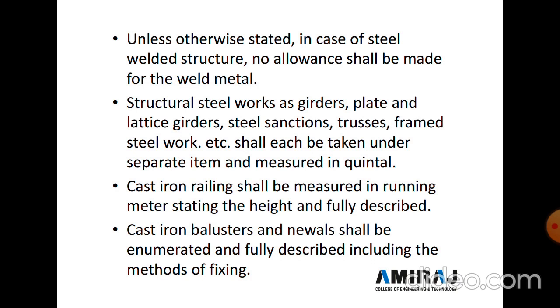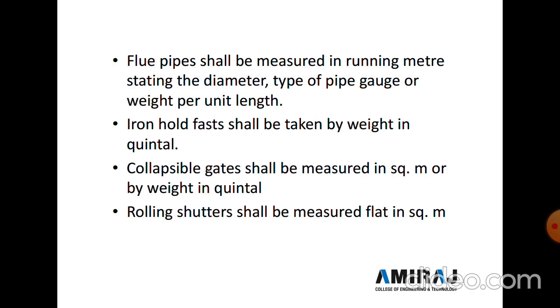Cast iron railing shall be measured in running meters, stating the height and fully described. A cast iron baluster and a newel shall be enumerated and fully described, including the method of fixing. Next, flue pipe shall be measured in running meters, stating the diameter, type of pipe, gauge or weight per unit length. Iron holdfast shall be taken by weight in quintals. Collapsible gate shall be measured in square meters or by weight in quintals. And the last one, rolling shutter shall be measured flat in square meters.